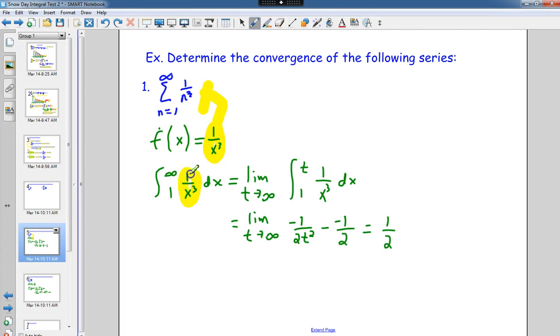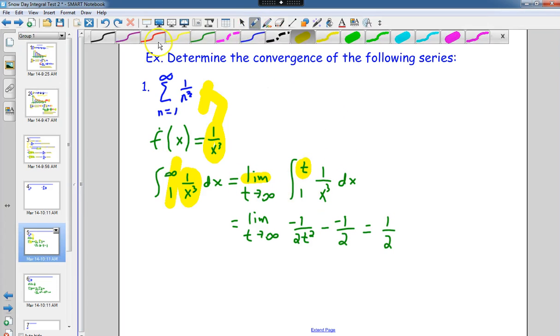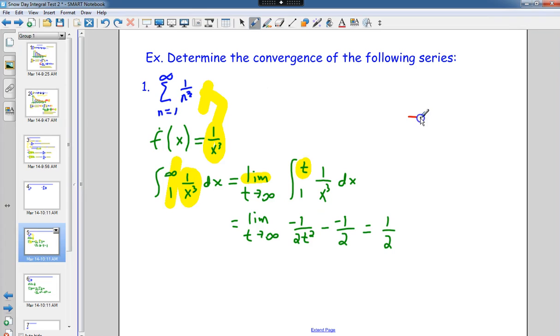So we take 1 over x to the third power, and we set up this improper integral from 1 to infinity, and then we just have to evaluate this. So we can substitute t in for infinity, put our limit out in front of this improper integral, and then evaluate that improper integral. The antiderivative of 1 over x cubed is negative 1 over 2x squared. So we plug t first into the antiderivative, and then we plug 1 second into the antiderivative, and then we have to evaluate this overall limit.